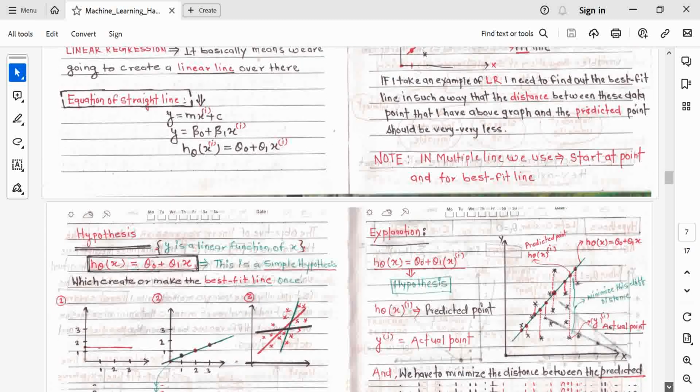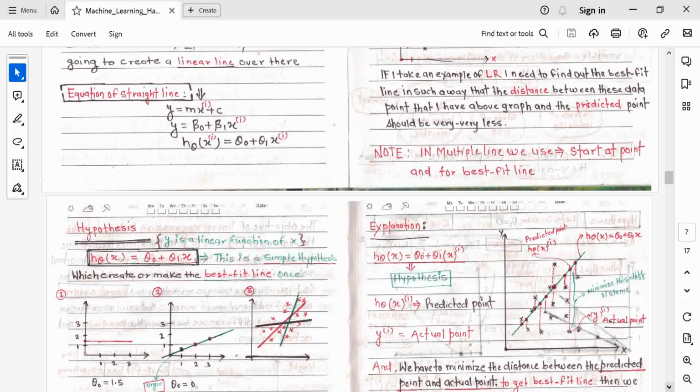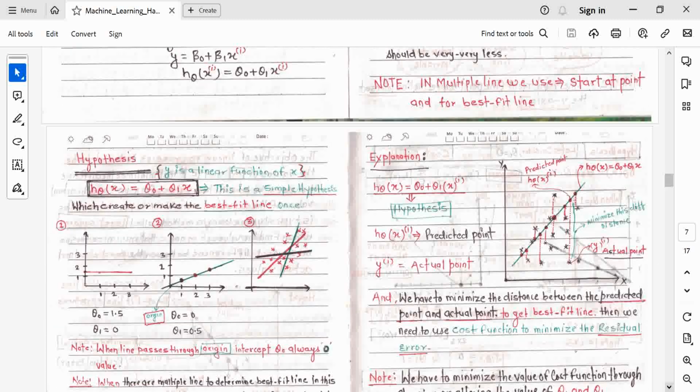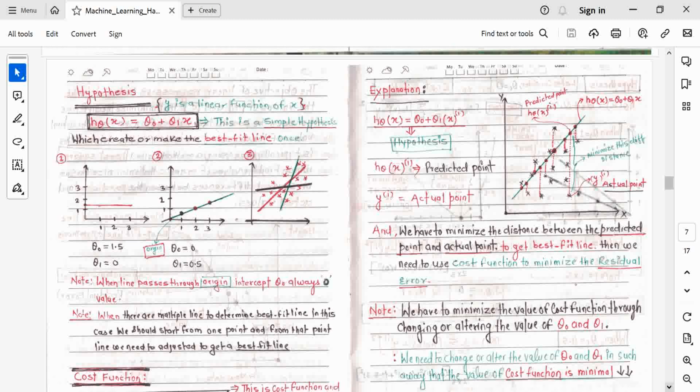I have written some notes here. In multiple lines, we start at some points to find the best fit line. The distance between the best fit line and the predicted points will be the residual value, and the summation of the residual values must be less to be a best fit line. And in this scenario, the hypothesis point will come over here. Hypothesis.